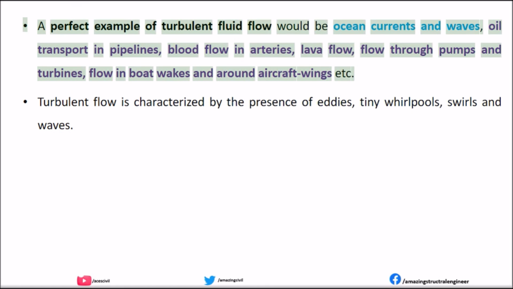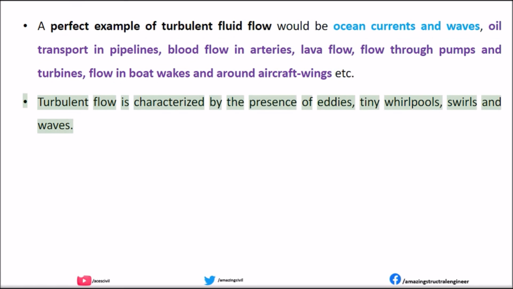A perfect example of turbulent fluid flow would be ocean currents and waves, oil transport in pipelines, blood flow in arteries, lava flow, flow through pumps and turbines, flow in boat wakes and around aircraft wings, etc. Turbulent flow is characterized by the presence of eddies, tiny whirlpools, swirls and waves.